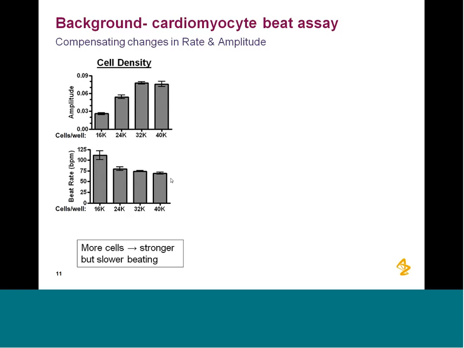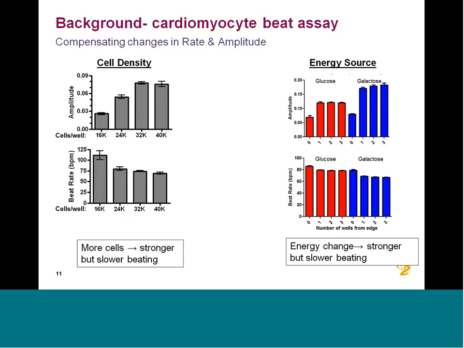Let me show you a couple more examples of this compensation, as I call it. And there are two examples built into this case. The first is changing from glucose to galactose. As you go from glucose to galactose, they seem to beat with greater amplitude. But when you have greater amplitude, you have lower beat rate. Also built into this is I've plotted this. This plate was split down the middle between glucose and galactose. And then I've plotted all the data by either edge row, one in from the edge, two, or the center.